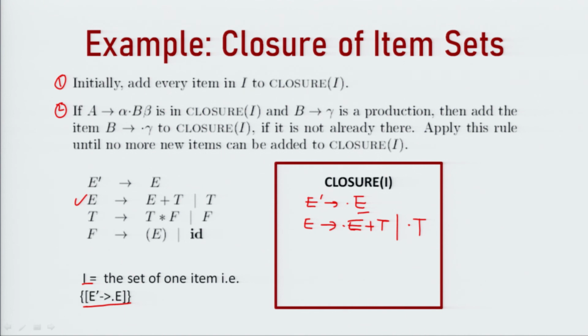We will obtain closure for every new item that we added in closure of I. So, dot E, and this is E, we have already written E productions. Now, here we have dot T. Now, we are forced to add items with respect to T productions. So, how will we add? Productions are T to T multiplication F. So, here we will write dot at extreme left. Now, next is dot F.